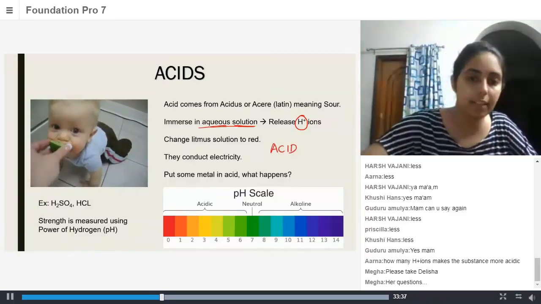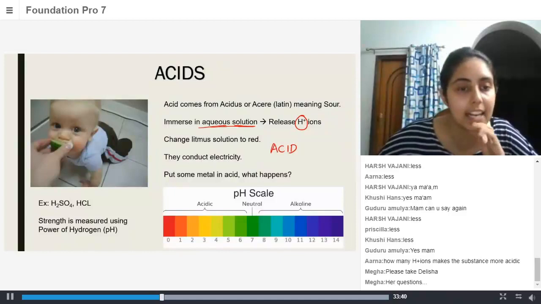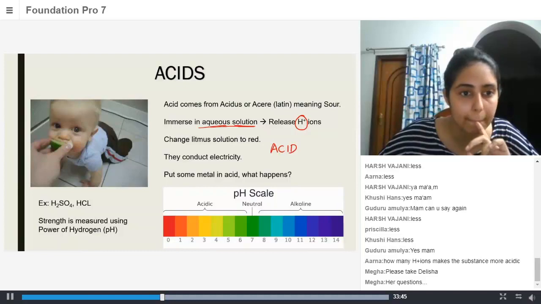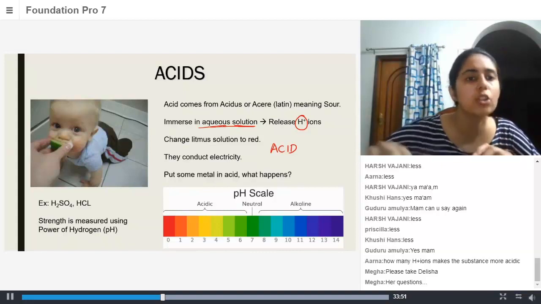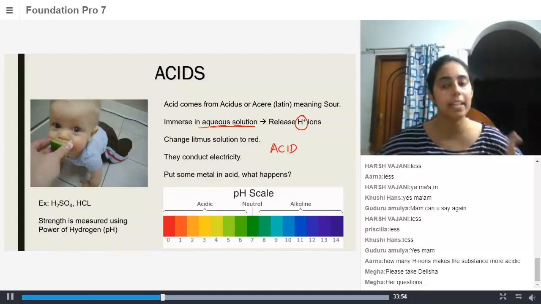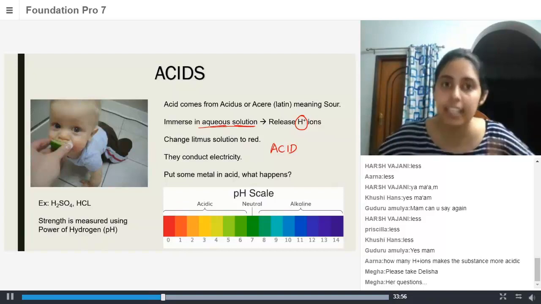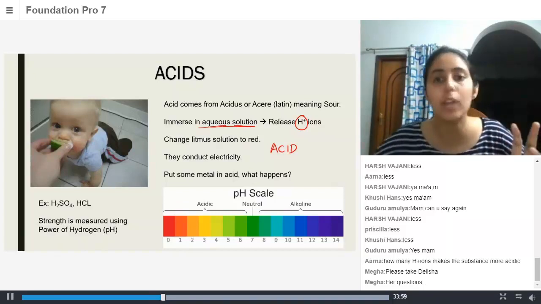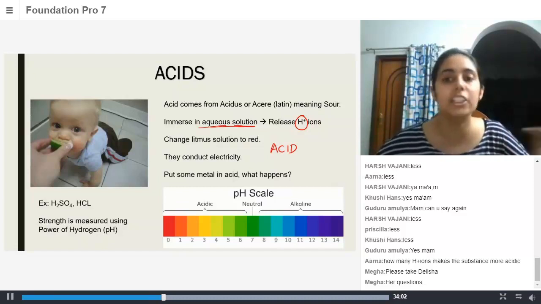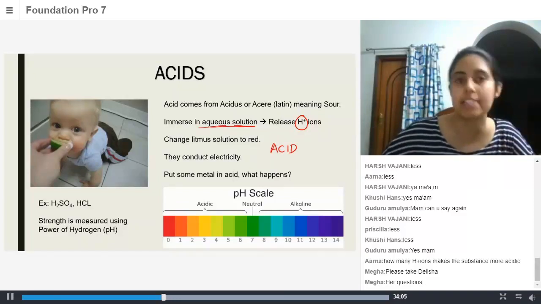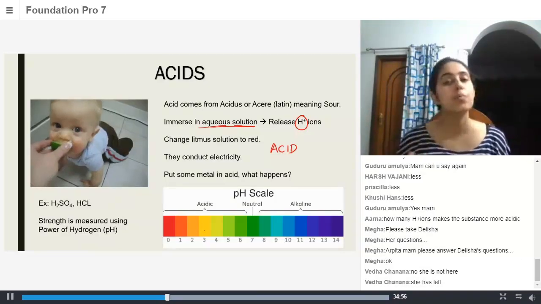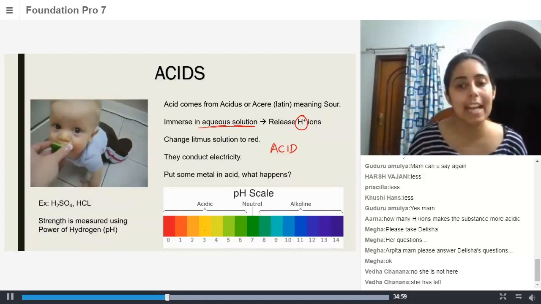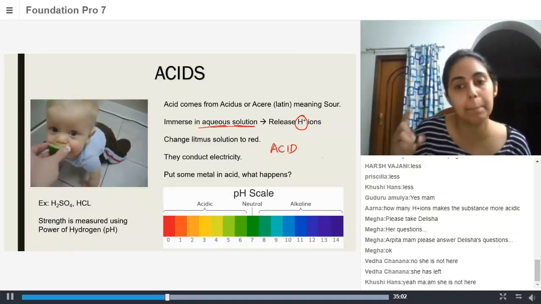Yes. Hold on one second. Okay, I have a doubt. Yes, ask me. Ma'am, how many H plus ions make the substance more acidic? There is no such thing as a specific number. We'll study in the chapter further on, and then you'll understand the conditions for more H plus ions and the conditions for fewer H plus ions. Okay. So we have understood what an acid is and what a neutral substance is. But one more thing.